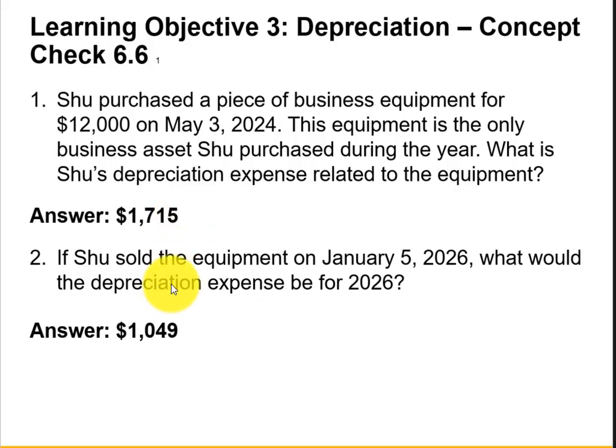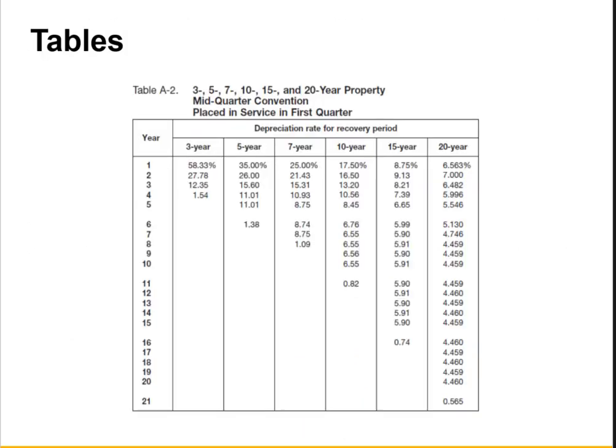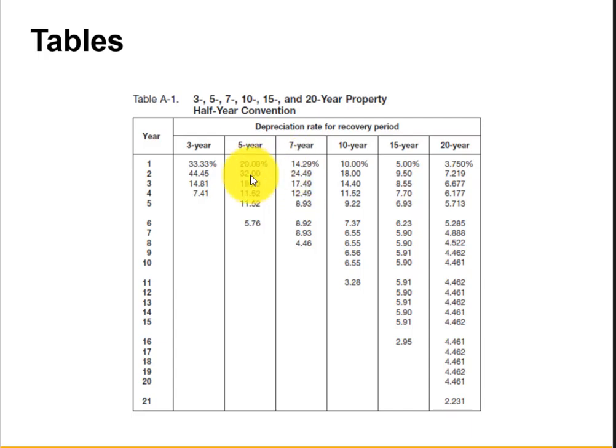Now, a little more complicated. What if we sold it in 2026? Okay? So for 2026, that's the third year. We bought it in 2024. 2025 would be year 2. Year 3, we would use the 1749 multiplied by the 12,000. These are all multiplied by the same amount, the cost, the original 12,000. Okay? So if you were to check, these all add up to 100%, right? Okay, so by end of the 7 years, you've depreciated 100%.